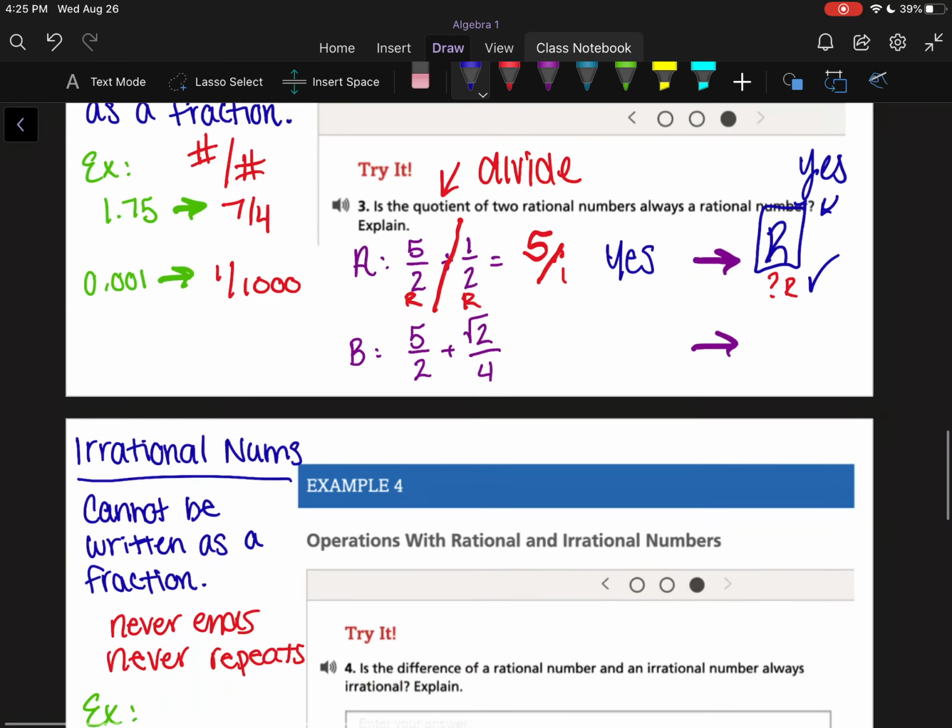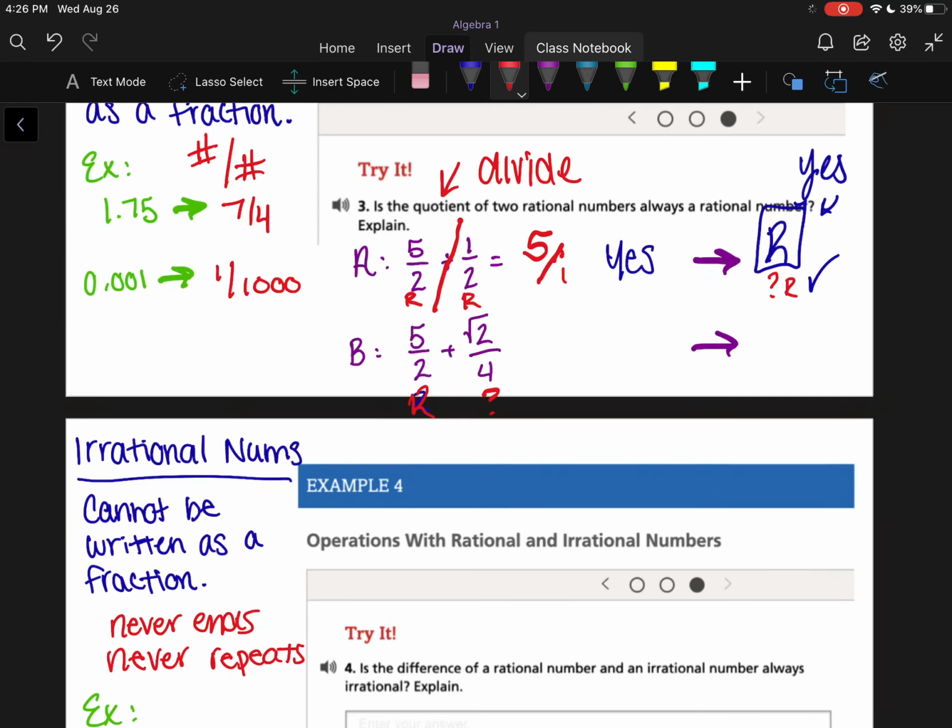Let's check this one out. You have 5 halves, which is a rational fraction, two whole numbers being divided, plus the square root of 2 over 4. We're going to add that. We do not know if this number is rational. We haven't tried an example with a square root yet.